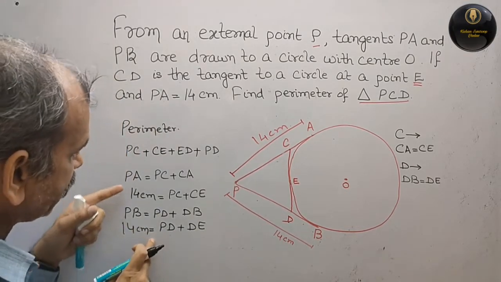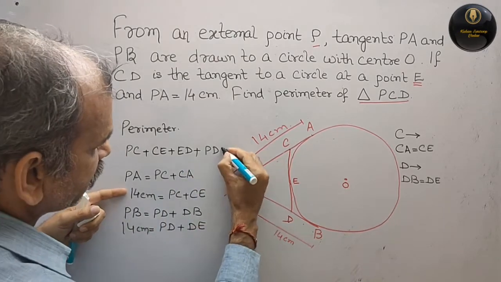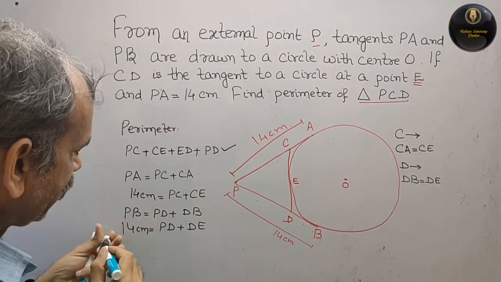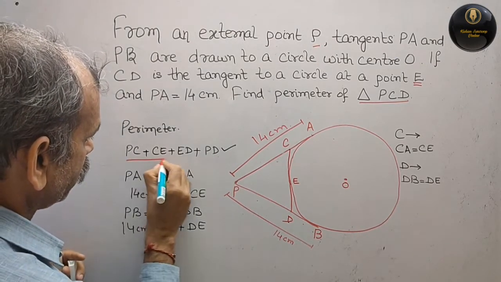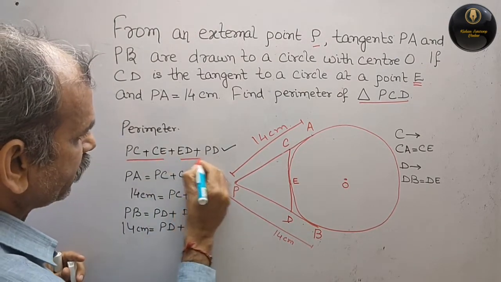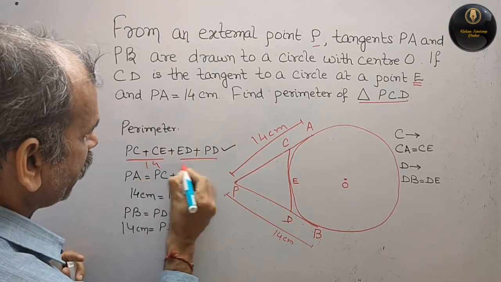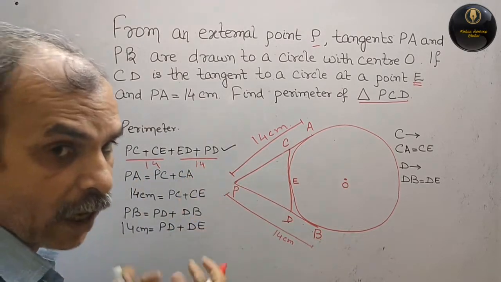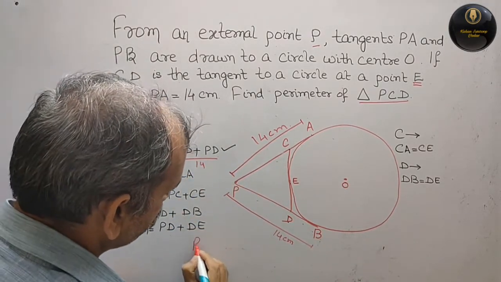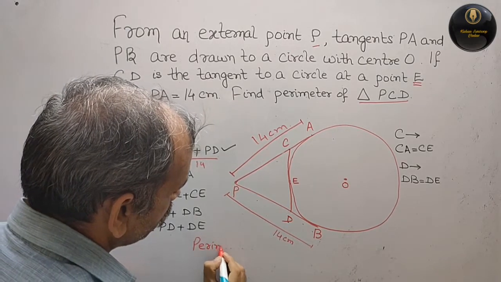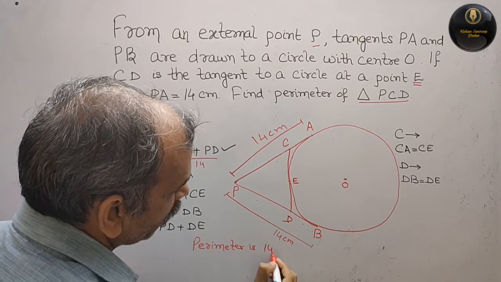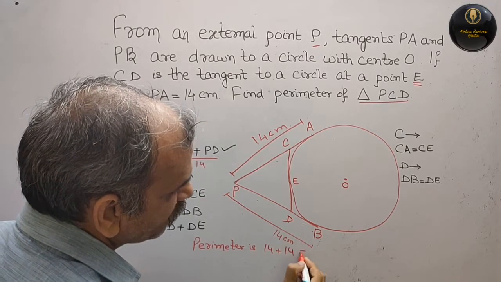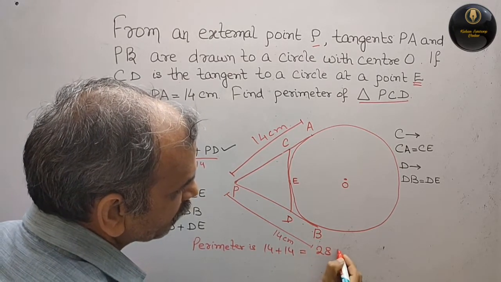Now if you compare this and this, you can get 14 plus 14. This is 14 and this is 14. Now the perimeter is 14 plus 14. That is equal to 28 centimeter.